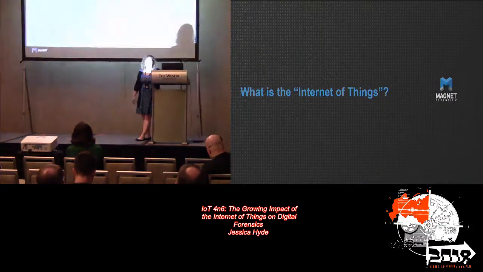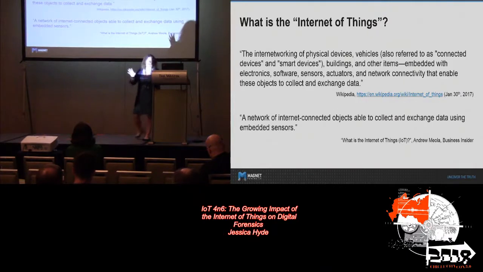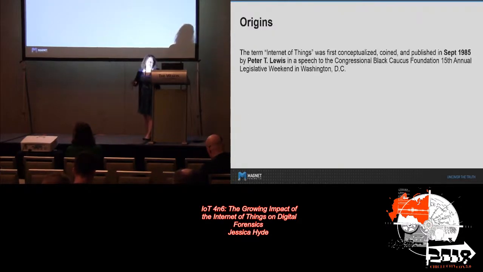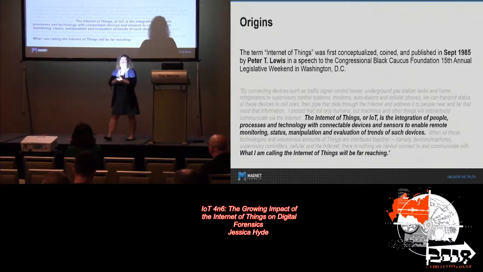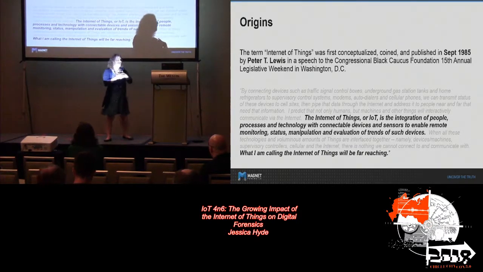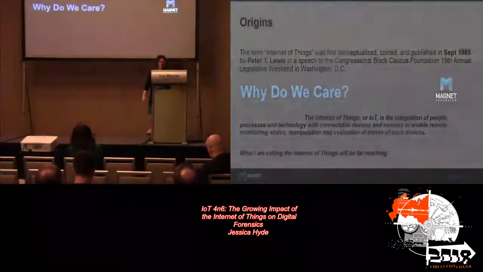So, start at the beginning. We need to define where we are with the Internet of Things. I'm not going to make you read definitions, but the whole point here is we're talking about any object with an embedded system that's capable of collecting data. And I actually only included this because I thought it was fascinating: the term Internet of Things was first coined by a gentleman by the name of Peter Lewis, who was part of the Black Caucus Foundation in 1985, so it's actually a pretty long time ago.